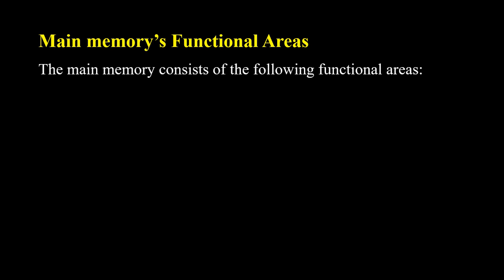Now let's look at main memory's functional areas. There are some portions in the main memory, and each portion has a particular function. For instance, the main memory consists of the following functional areas.